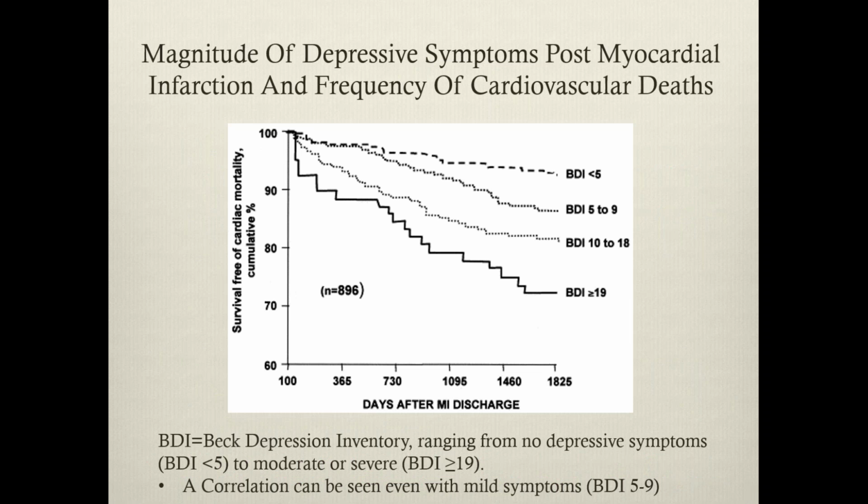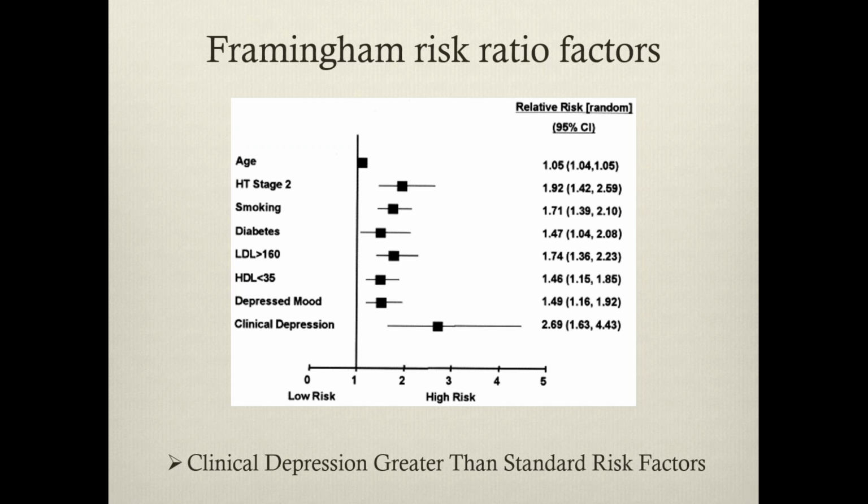So here's just one example. Over there on your right-hand side is the Beck Depression Inventory, and then we have the days after myocardial infarction discharge. You can see, even with a pretty low, non-clinical amount of depression up top, there is a linear relationship between post-myocardial infarction and frequency of cardiovascular death. That's important to note. And some of those risk factors that we've talked about that increase on the right-hand side have the relative risk of developing heart disease. You can see that clinical depression is significantly higher than any of the others.